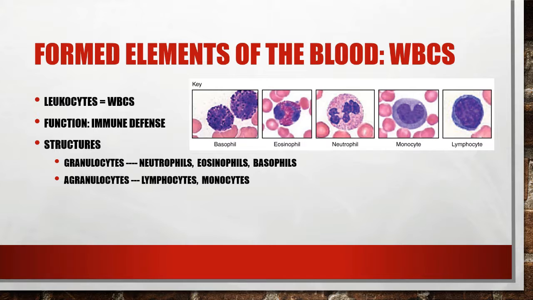The next formed element we'll be talking about will be the white blood cells. The white blood cells are also called the leukocytes. Their general function is immune defense. For their structures, they have 2 different subdivisions. That's the granulocytes and the agranulocytes. The granulocytes have granules in them, and they are made up of the neutrophils, the eosinophils, and the basophils.